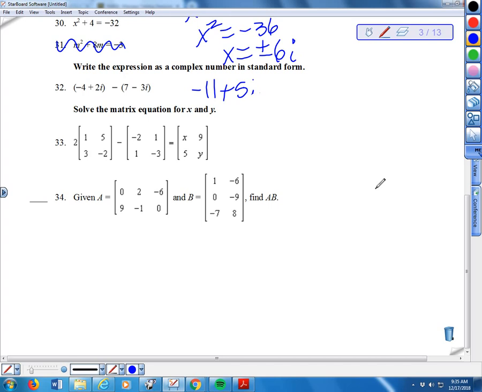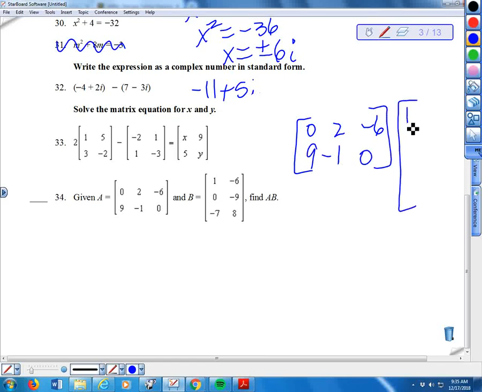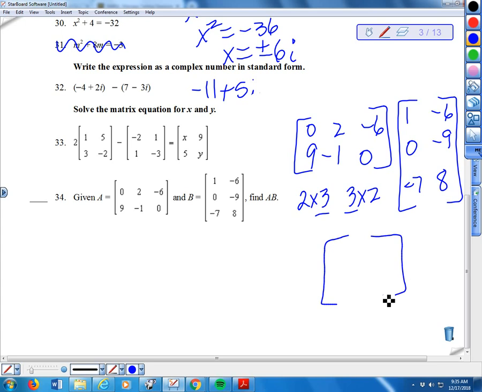Okay, so if I have two matrices and I'm multiplying, I could first check if I can even multiply them. This is a 2 by 3. This is a 3 by 2. As long as the insides match up, it works. And what kind of matrix am I going to have when I'm done? A 2 by 2. So I can go ahead and draw that one in. I'm going to have 4 numbers I need.